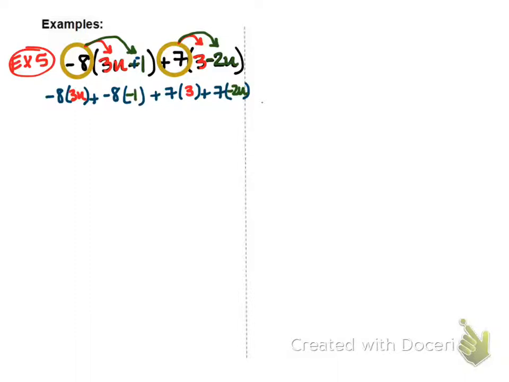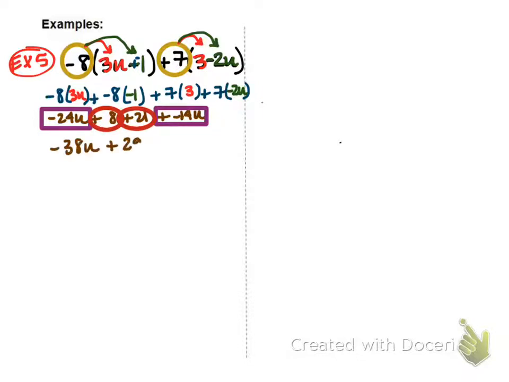From here, I'm going to then simplify, so being able to multiply through, that's going to give me a -24u plus a +8 plus a +21 plus a -14u. Now I've got a couple things that I can combine, so let's make sure that we do that. I'm going to box in the u terms, and I'm going to circle in the constants so that I don't get confused. Putting -24u and -14u together, I'll get a -38u plus a +29. Now this is in alphabetical order, so we are in good shape here.